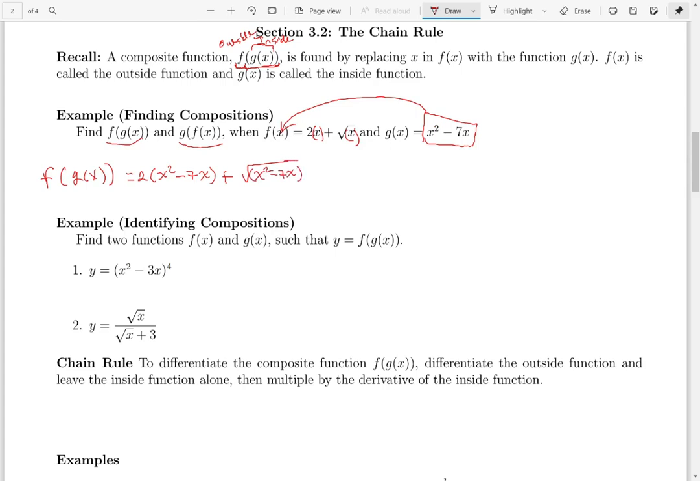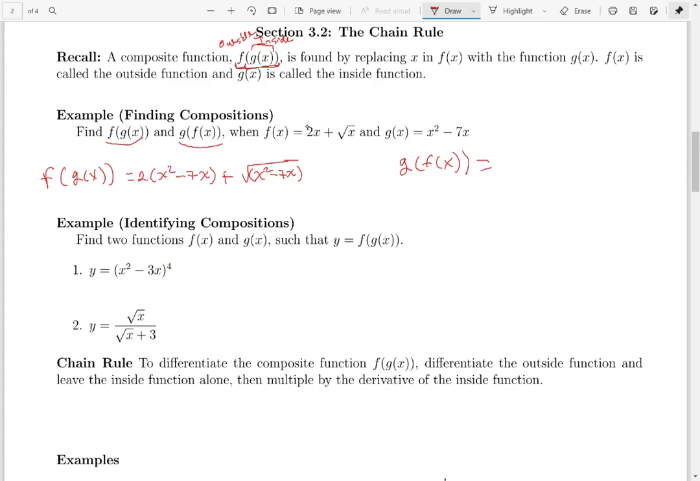In this situation, g, or x squared minus 7x, is our inner function, and f, that is 2x plus square root of x, is our outside function. That's our composition. We could go through the steps and simplify this completely, but since we're just composing, I'm going to leave it there. Then let's go the other direction and find g of f of x.